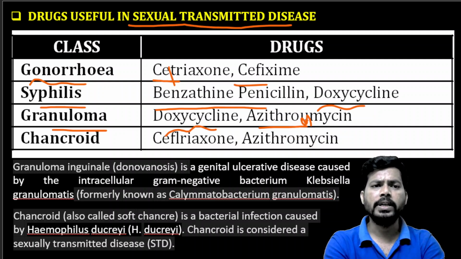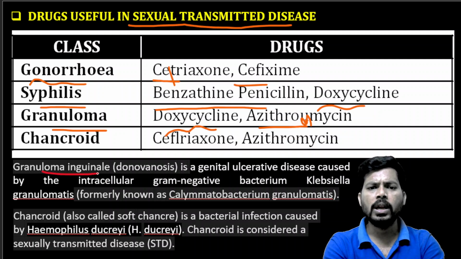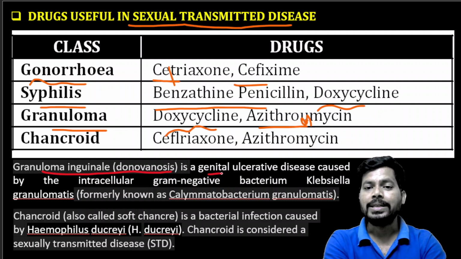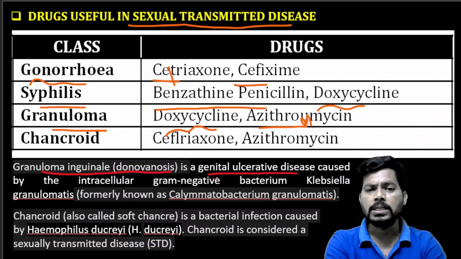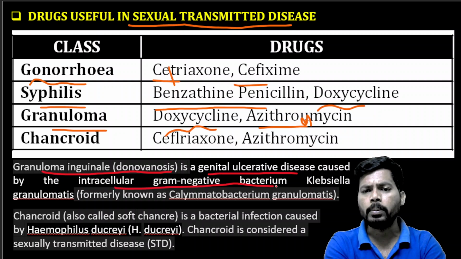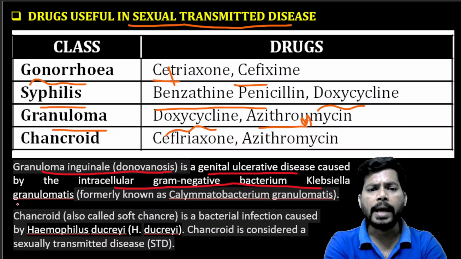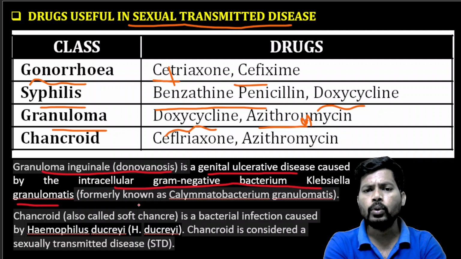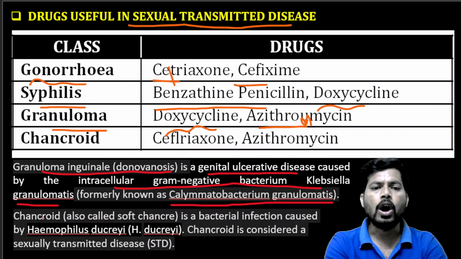Just wait, I will select the sketch so it is clearly visible. Granuloma inguinale, also known as donovanosis, is a genital, meaning reproductive organ, ulcerative disease caused by the intracellular gram-negative bacterium Klebsiella granulomatis, formerly known as Calymmatobacterium granulomatis.